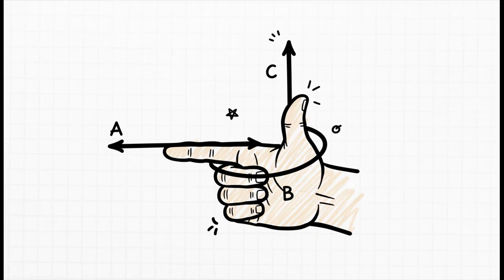Now the cross product has this really cool trick called the right-hand rule. Seriously, try it. Point the fingers of your right hand in the direction of the first vector. Then curl them toward the direction of the second vector. Whichever way your thumb is pointing, that's the direction of the new vector. This is absolutely essential for understanding anything that spins or rotates.